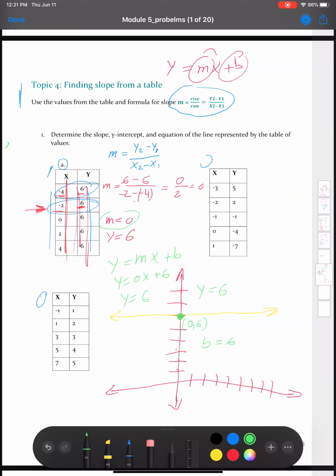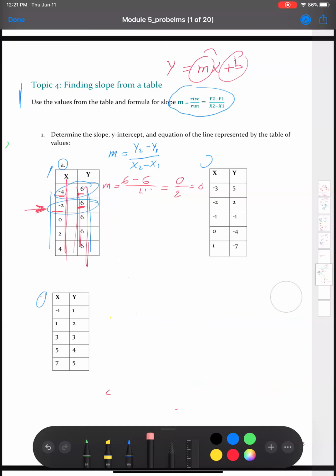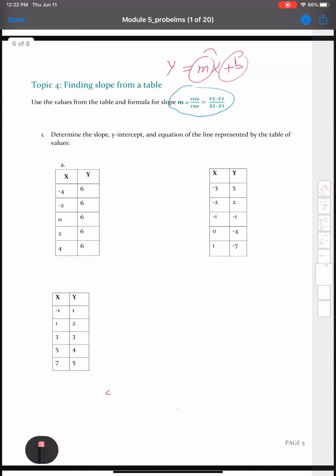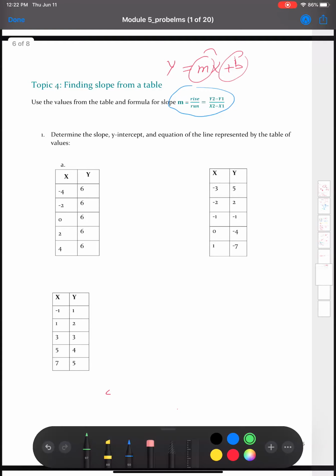I'm going to erase this, and I'm going to see what the second one does. I'm just going to set you up. I'm not going to work through it all the way for you, because that wouldn't be fair if I did all the work for you. All right, so let's look at this one right here. Again, we're going to find our slope. M equals y2 minus y1, that's rise over run, over x2 minus x1.